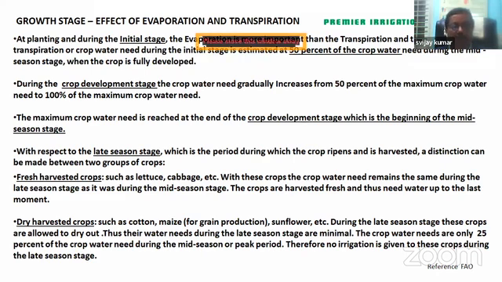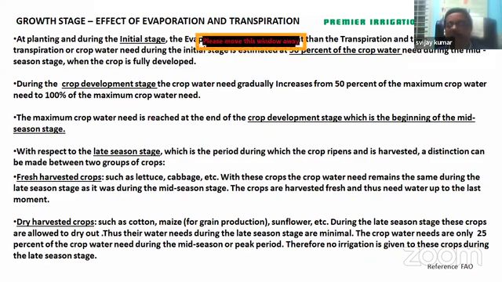Only during the crop development stage, this water requirement gradually will increase from 50% to the maximum crop water requirement of 100%. So that means when the crop development stage is there and when it is coming into the mid-season stage, the water that is required is going to be the peak. In the late season stage, we have again a distinction given by FAO. What is that? Some crops like freshly harvested crops like cabbage, lettuce and all that, here the crop water need is right there till the end of the late season, as it was there in the mid-season, which is the highest water requirement.